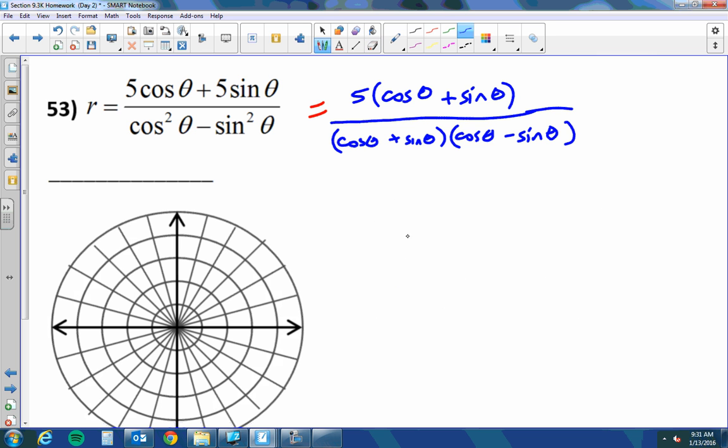Now what, Zoe? What should we do now, do you think? You get that? Just cancels down. Let's rewrite it. You get r equals 5 over this. Hayden, what do you suggest we do now?